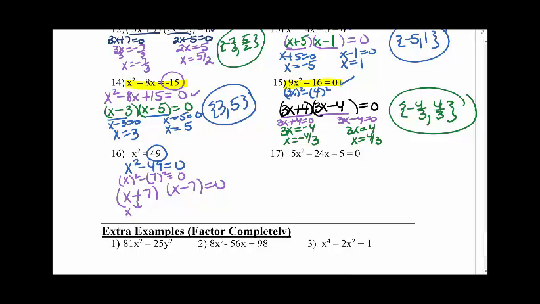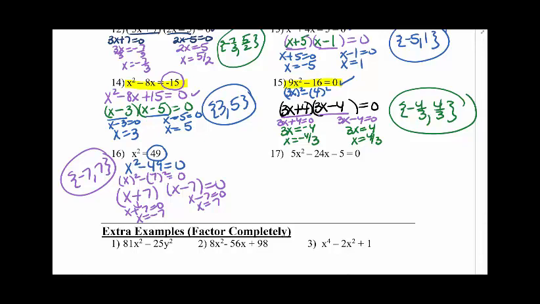So this gives me x plus 7 equals 0. Subtract 7 from both sides to get x equals negative 7. X minus 7 equals 0. We would add 7 to both sides. So my answer for number 16 should be negative 7 and 7. If it's a difference of squares, you should get the same number, but the opposite sign.